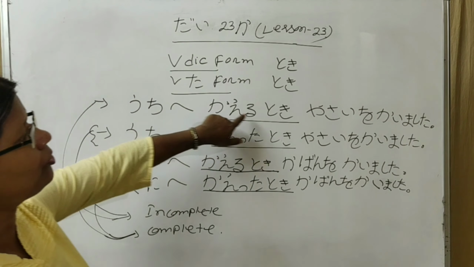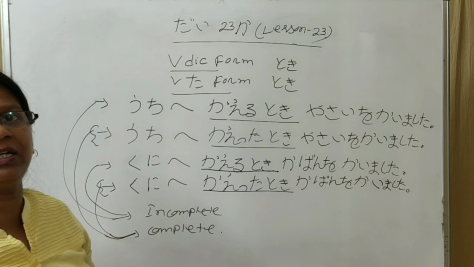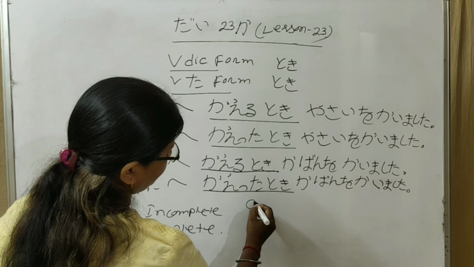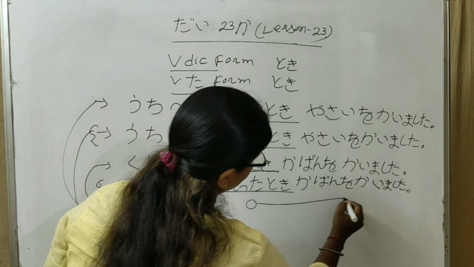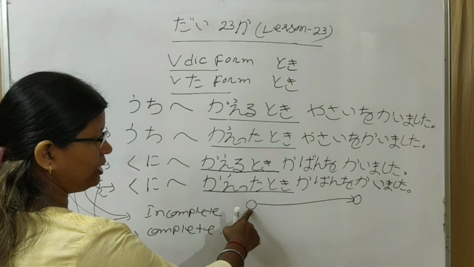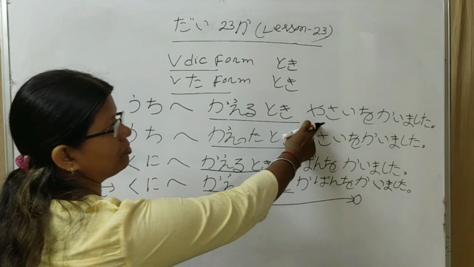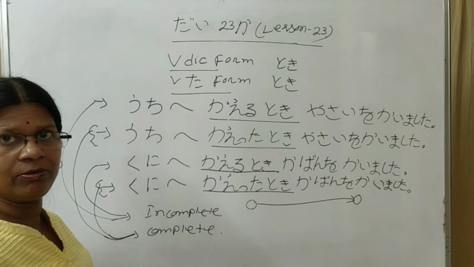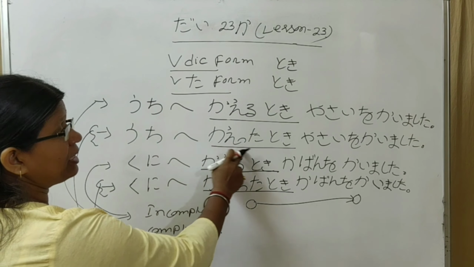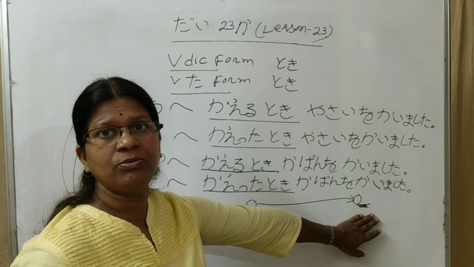Here, khaeru toki indicates that it is incomplete, not yet reached home. On the way, suppose this is your company and this is your home. So when you leave your company and return home, on the way you purchase the vegetables. Okay. So khaeru toki. But uchie khaeta toki yasai o kaimashita. After you reach home, purchase the vegetables.